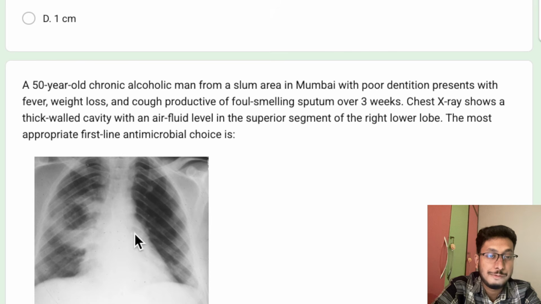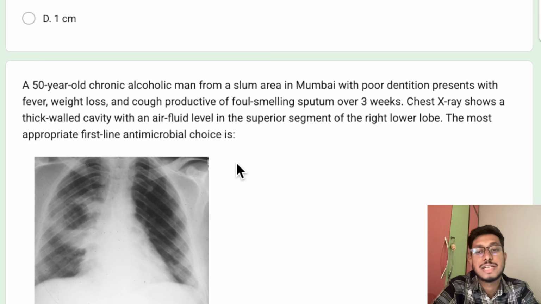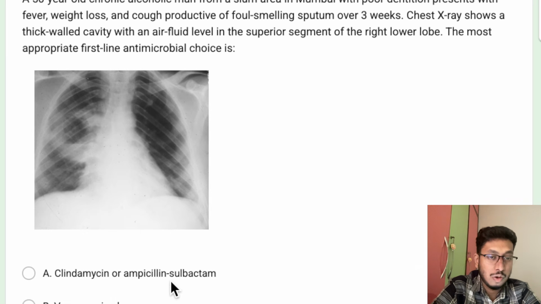Chest X-ray showing an air-fluid cavity in the right side lower lobe, most likely the right lower lobe or the right upper segment of the lower lobe. The most appropriate first-line antimicrobial choice here: we know first-line is either clindamycin alone as monotherapy. You can obviously go for a fluoroquinolone such as moxifloxacin monotherapy, or if you want to transition to IV, you can consider ampicillin-sulbactam, which can then convert to oral amoxicillin-clavulanate. So the answer will be clindamycin or ampicillin-sulbactam, option A.